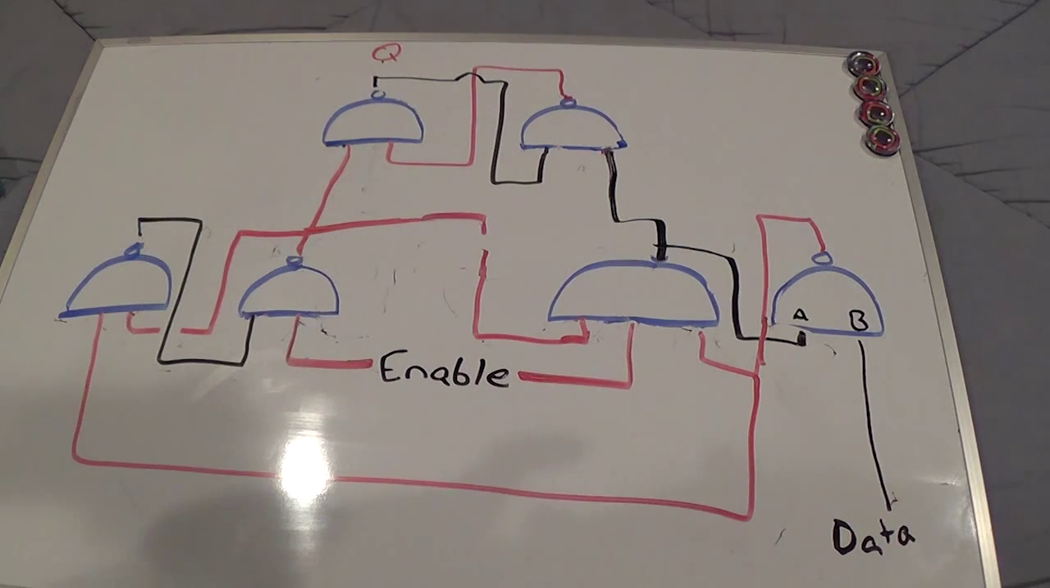And this is pretty much it. This is a positive edge trigger D flip-flop, which stores 1 bit for our registers.